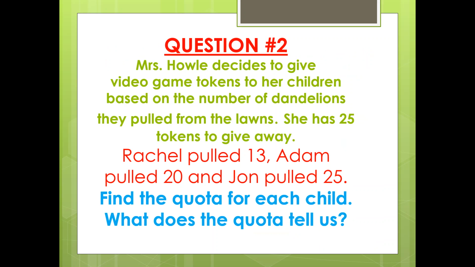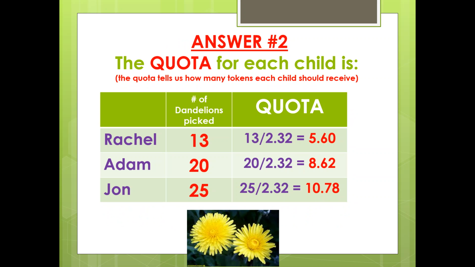All right, the second question I want to know from you is, what is each of the children's individual quotas? Please press pause and calculate them. All right, you should be checking to see if you got the quotas right. Rachel, who picked 13 dandelions, divided by the ideal ratio of 2.32, deserves 5.6 tokens. Adam deserves 8.62, and John deserves 10.78.